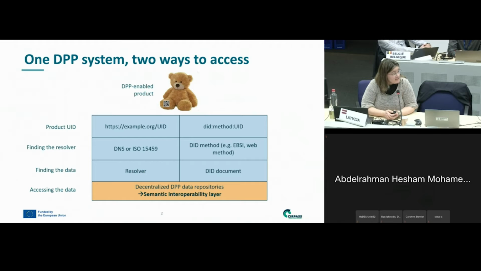So as Rigo presented previously, what we propose within CIRPASS is two ways to go from a DPP-enabled product to the place where the DPP data is stored in the decentralized DPP data repositories. And this is where the semantic interoperability layer is implemented. In other words, this is where the magic happens. And so what I want to talk to you about in this talk is the magic.